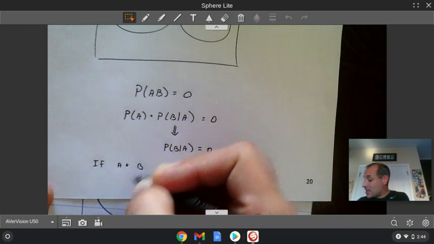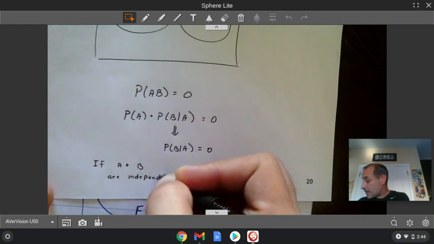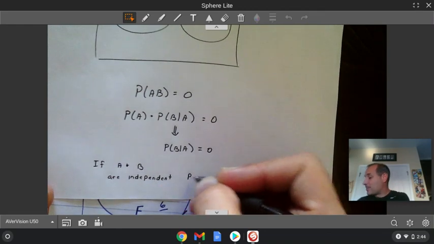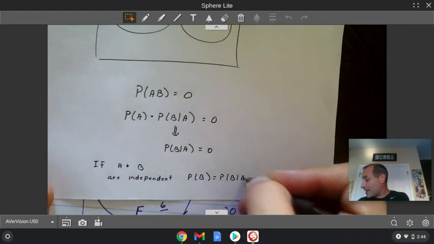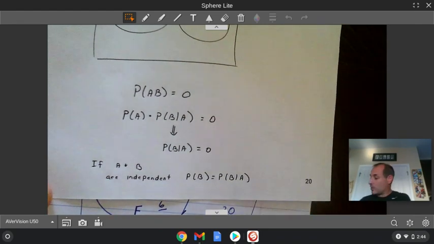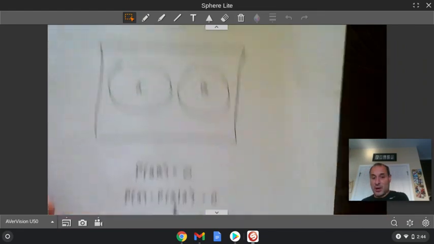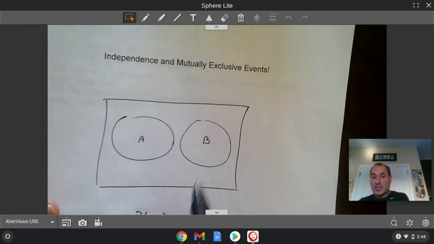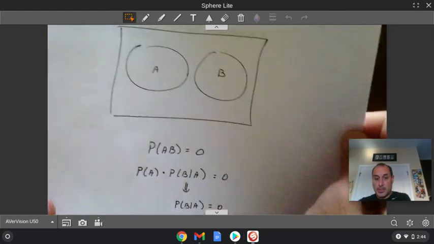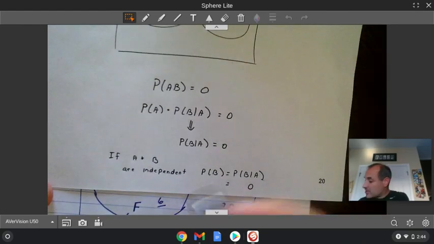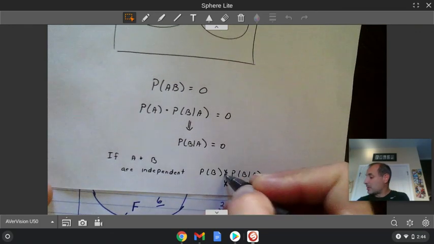If A and B are independent, then the probability of B must equal the probability of B given A. Is that true? Well, the probability of B given A is 0. Does the probability of B equal 0? No, it's a circle. It's a physical thing. B has some probability. B can occur. So this is not a true statement.